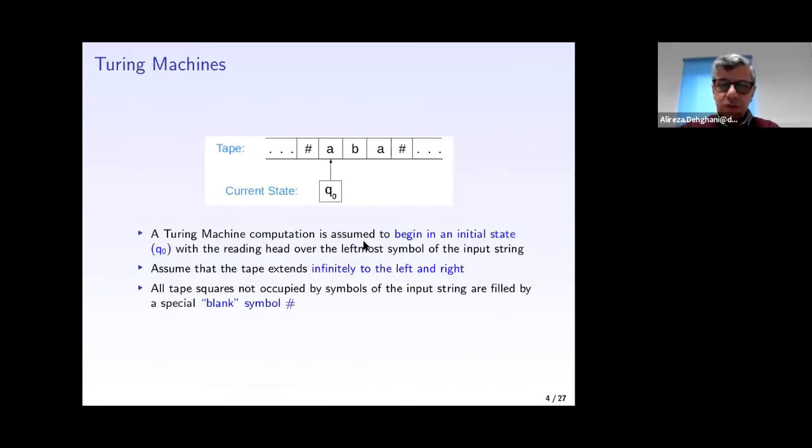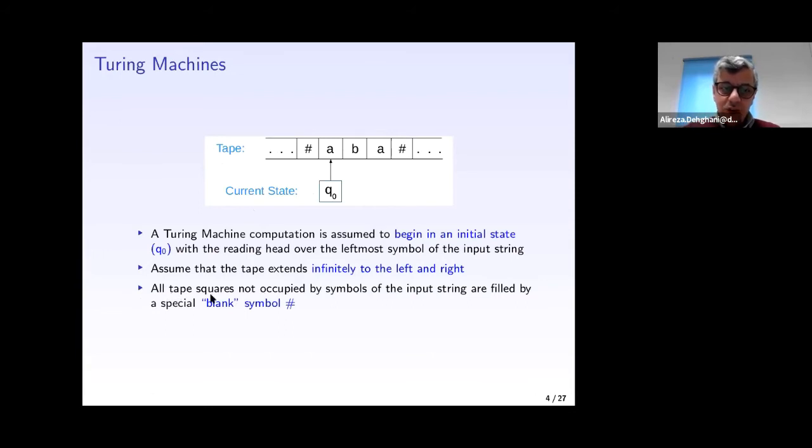So a Turing machine computation is assumed to begin in the initial state Q0. As usual, we start from the initial state Q0 with the reading head over the leftmost symbol of the input string. So that's very similar to other machines. We are in the initial state Q0. We are on the first character of the string. The difference is we could have some other stuff before, on the left side of the initial character. So assume that the tape extends infinitely to the left and right. Like I said, the length of the tape is infinite. So you can move to the left and right whatever you want.